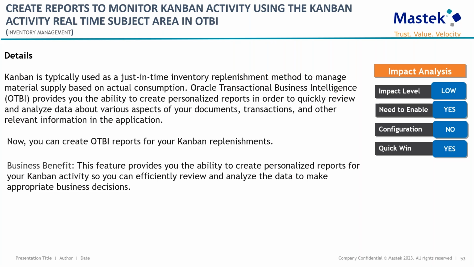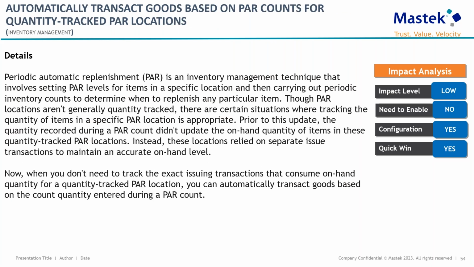Right. Let me move on to the next new feature, which is the last feature with regards to inventory management. This new feature is automatically transact goods based on par count for quantity tracked par locations. Okay. Oracle 25B introduces the ability to automatically update on-hand quantities for quantity tracked par locations based on par count results. Previously, separate issue transactions were needed to reflect on-hand changes.